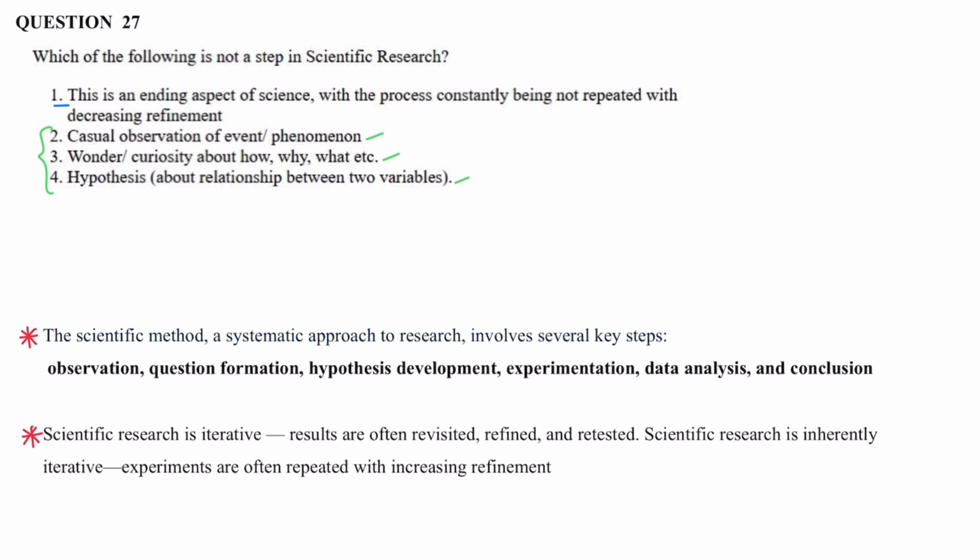Let us see the points here. Scientific method, a systematic approach to research, involves observation, question formation, hypothesis development, experimentation, data analysis, and conclusion. Scientific research is iterative, results are often revisited, refined, and retested. Experiments are often repeated with increasing refinement. In statement 1, they have given decreasing refinement. It is wrong. Correct answer is option 1, not a step in the scientific research.